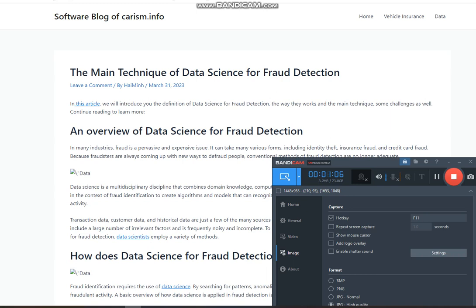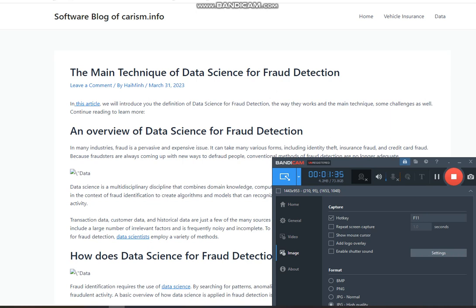Transaction data, customer data, and historical data are just a few of the many sources of information that can be used to identify fraud. This data may include a large number of irrelevant factors and is frequently noisy and incomplete. To pre-process the data and extract pertinent features that can be used for fraud detection, data scientists employ a variety of methods.